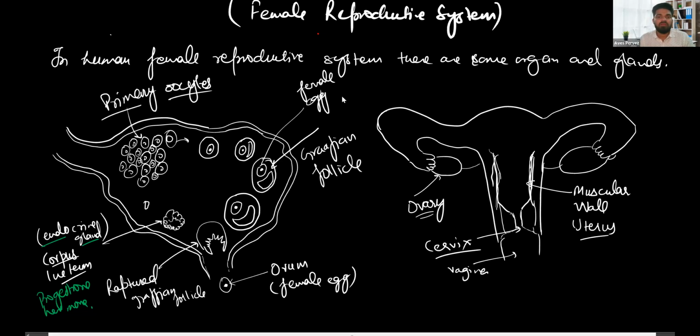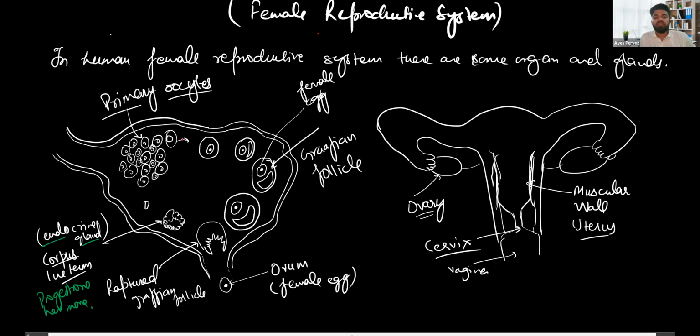Okay, so this is the primary oocytes here, and one of the primary oocytes starts maturating. When it starts maturating, it forms a cover over it. We call it Graafian follicle. What do we call it? Graafian follicle. Here it is, Graafian follicle. So we call it Graafian follicle, and inside the Graafian follicle, the ovum is present.